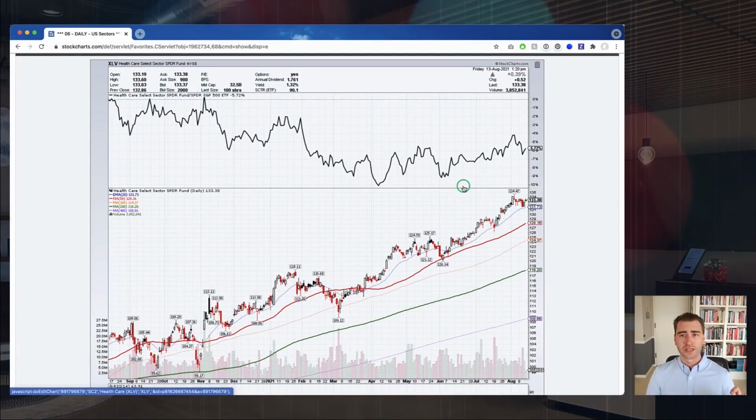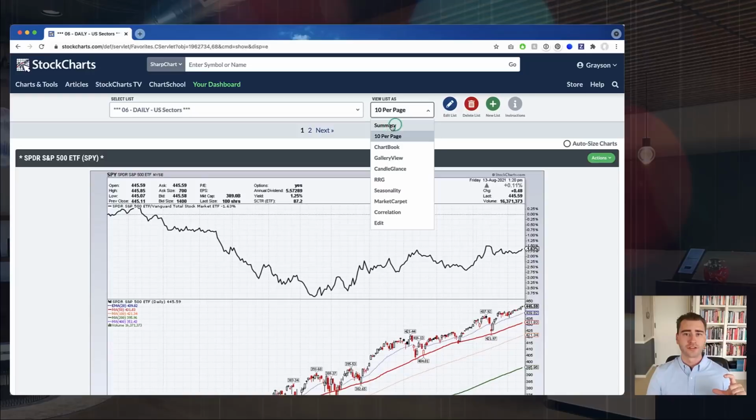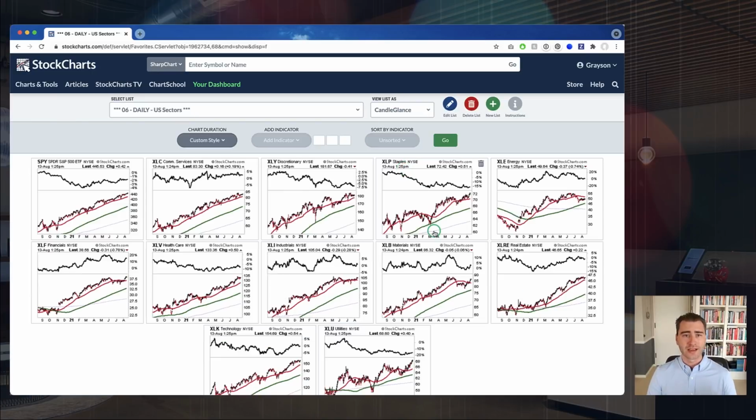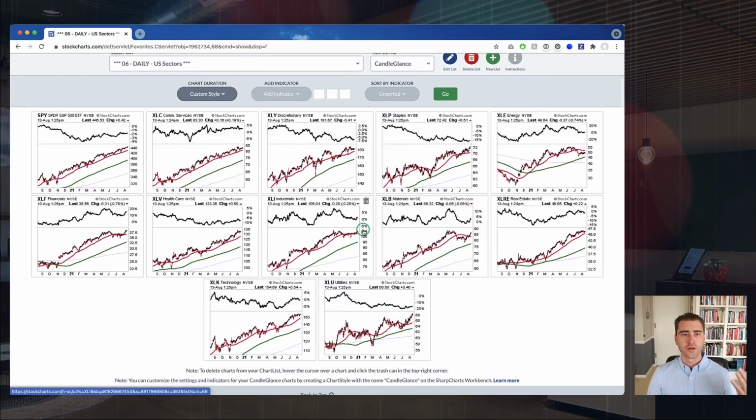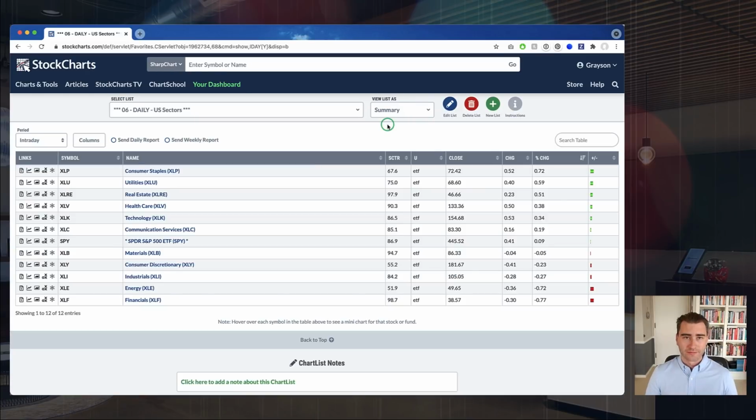So by putting all of this in a list, it makes it really easy to track from a summary perspective there on the summary view, looking at that table view, digging into the data a little bit. But then I can pull up things like 10 per page view or Chartbook if I want to look at one at a time. I can even do things like candle glance. I can view all of these at once on one single page. So here I can get these little mini charts of what the S&P 500 is doing and then all of the other 11 sector ETFs. So by creating this list, it makes it really easy to review the sectors of the market every single day.